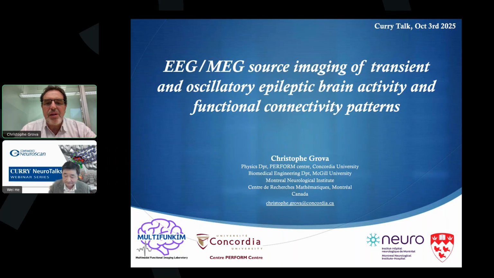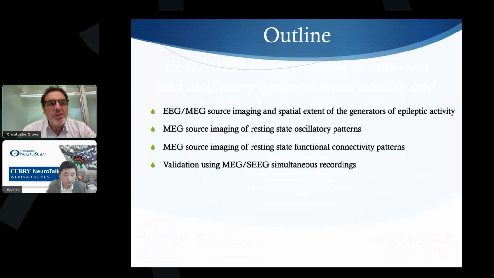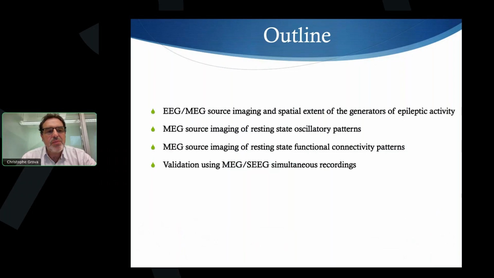So what I'm going to present today is a tour of some tools we have been working on for many years now, called MEM, for maximum entropy on the mean, which we mainly apply to either EEG or MEG source imaging, mainly in the context of epilepsy. I will also mention that we implemented those tools mainly in the Brainstorm software. So this is our topic.